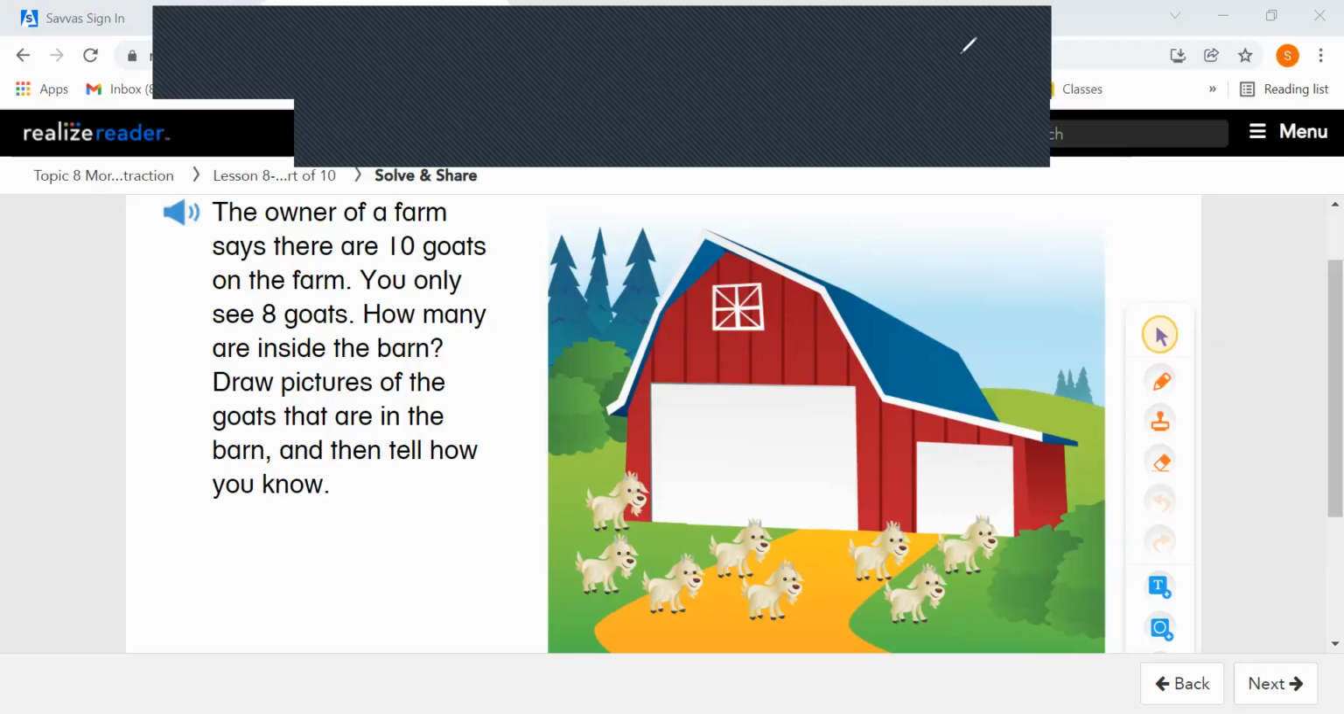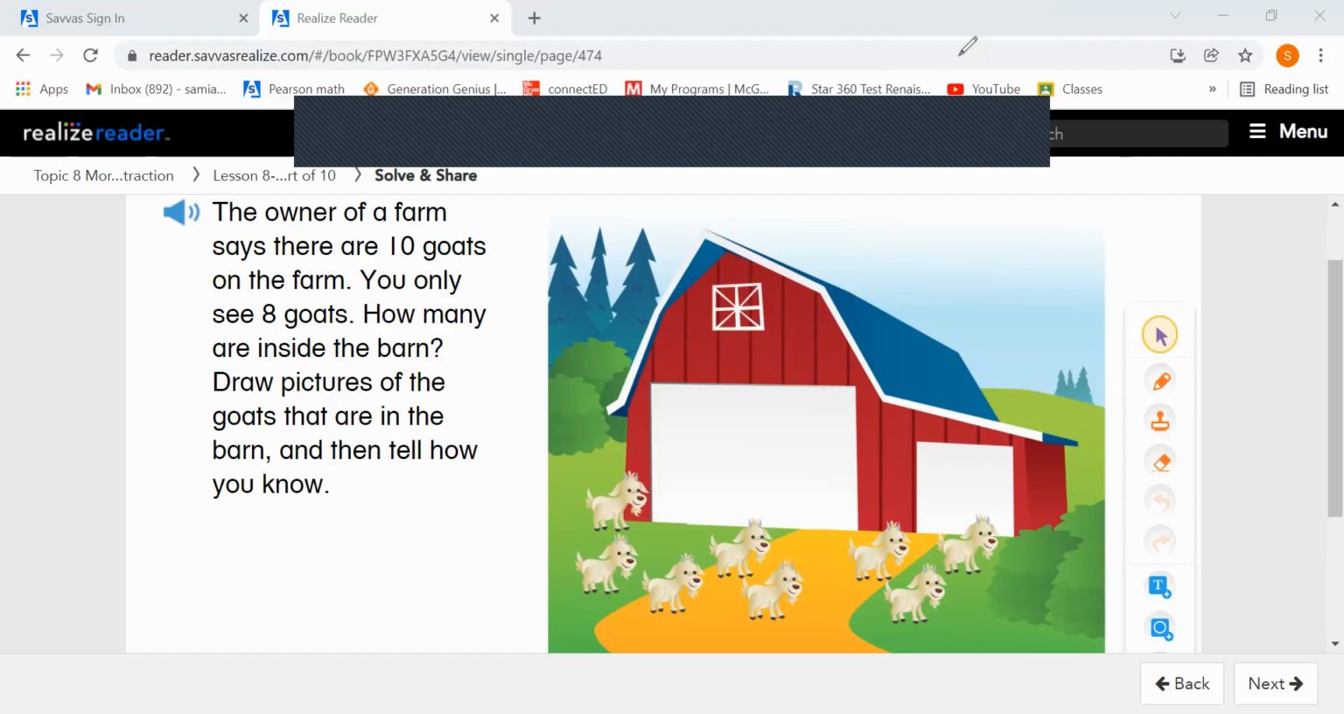All right, let's read our problem. The owner of a farm says there are 10 goats on the farm. You only see 8 goats. How many are inside the barn? Draw pictures of the goats that are in the barn and tell how you know.